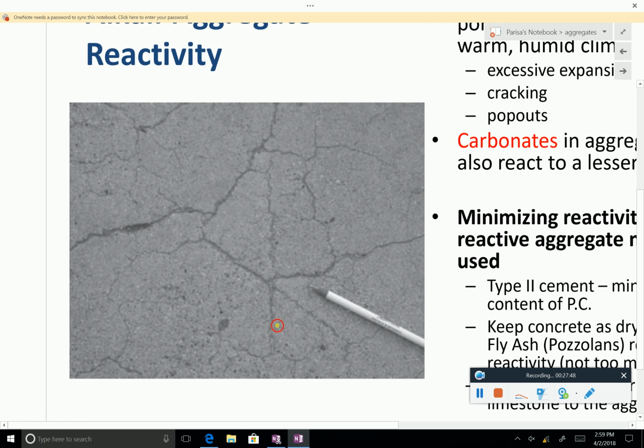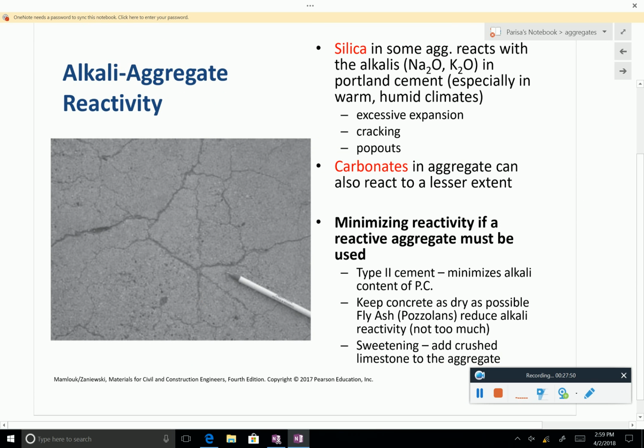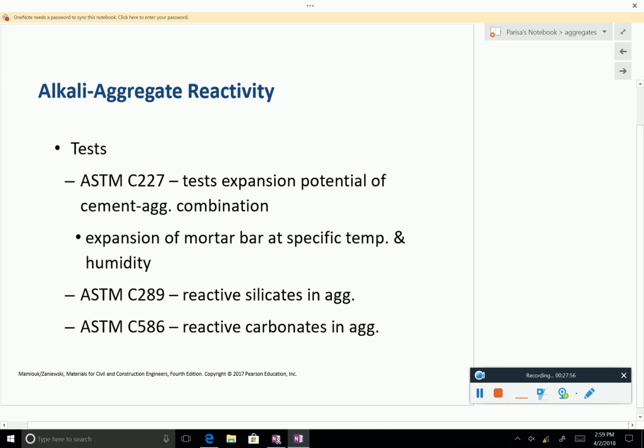So you need to find out if your material contains excessive amount, if it is alkali reactive. And there are several tests that can be used. The ASTM numbers are given here. You normally look at expansion.